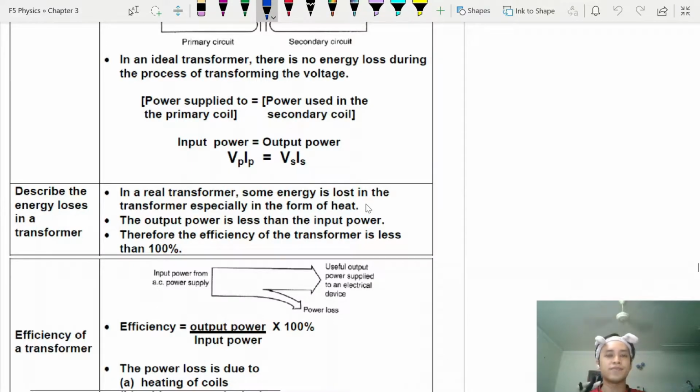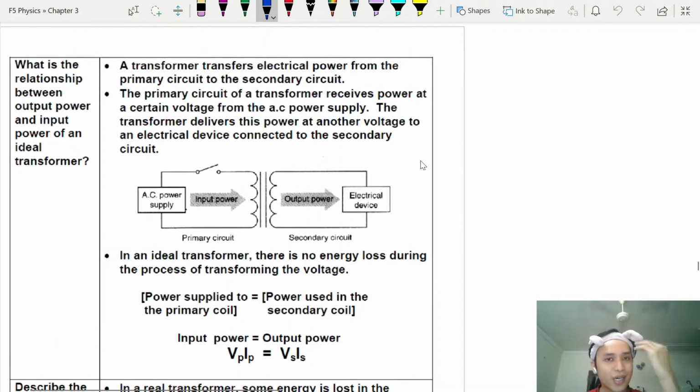Okay, alright. So welcome to our next video on your transformer. In this video, I'm going to show you the calculations involving all your transformers, especially the ideal transformer, and then efficiency, and then how to calculate the power loss in electrical cable. I'm going to show you everything here.